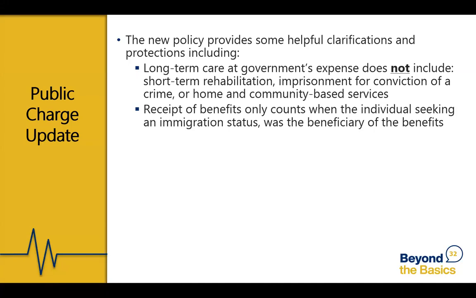And then an important clarification is that receipt of the benefit only counts when the person seeking the immigration status, so lawful permanent resident status, was the actual beneficiary of the benefits. Under the current policy, if you have a household where a child-only cash grant, typically through TANF, is the only apparent source of financial support for the family, that could be considered against another member of the household. So this clarification will be very helpful in addressing that particular issue. Next slide.